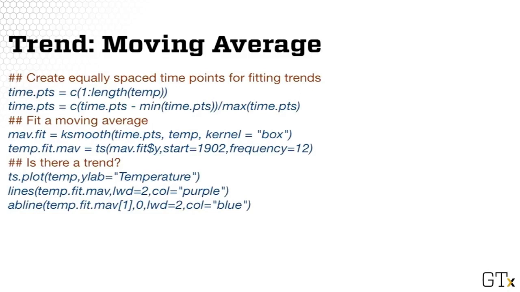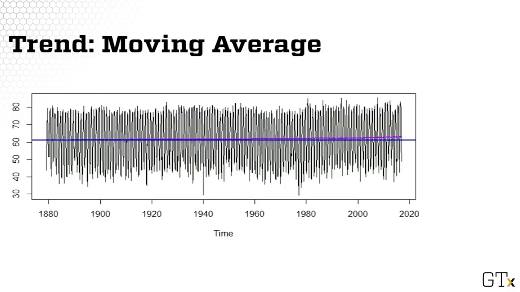With the ts command, I transform the fitted trend into a time series, then plot it, overlaying on top of the observed time series using the lines command. I also added the constant line to compare the fitted trend with the constant line using the abline command. The plot is here. The purple line is the fitted moving average trend and the blue line is the constant line. From this plot, we see a slight increase of the trend compared to the constant line, although it is hard to notice the difference since the variability of the data is large as compared to that of the estimated trend.